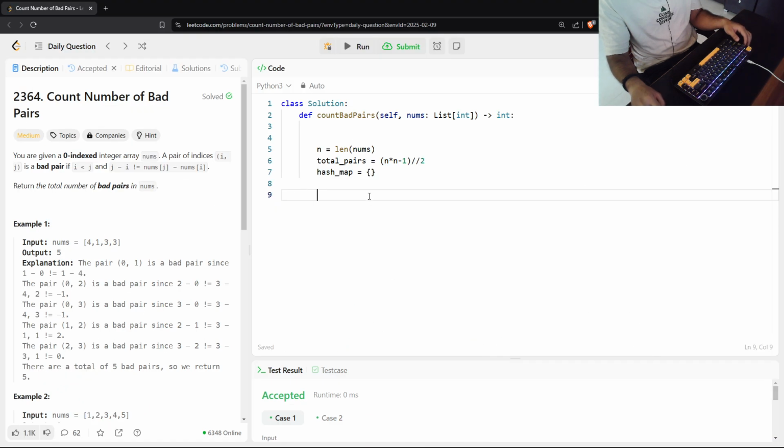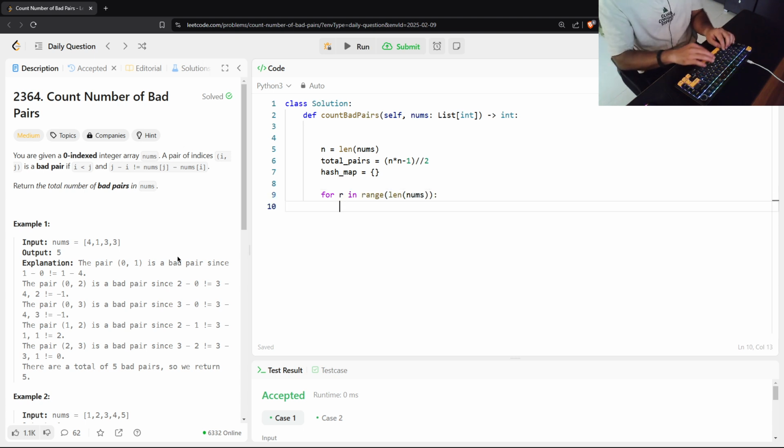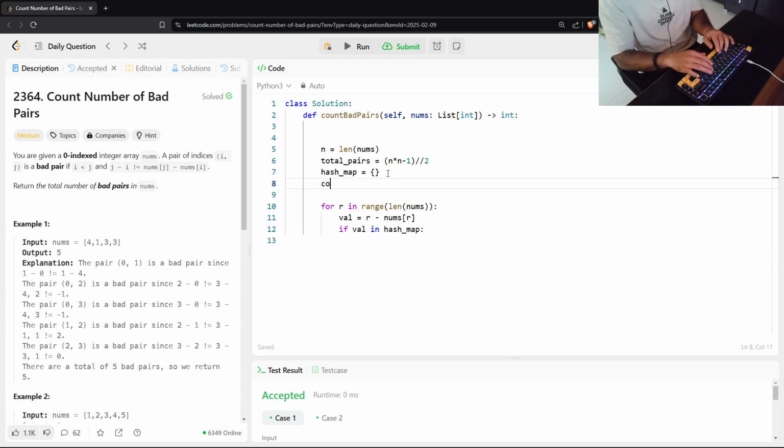So let's try to do this now. We're going to iterate over this entire nums array. So for r in range of len of nums, we need to find the difference, which is nothing but r minus nums of r. We are looking for this difference value val in the hash map. So if val is in the hash map, this difference value is nothing but r minus nums r. Consider this as a j. Now this j that we just found is going to make pairs since this value is in the hash map, and let's store the number of pairs in count.